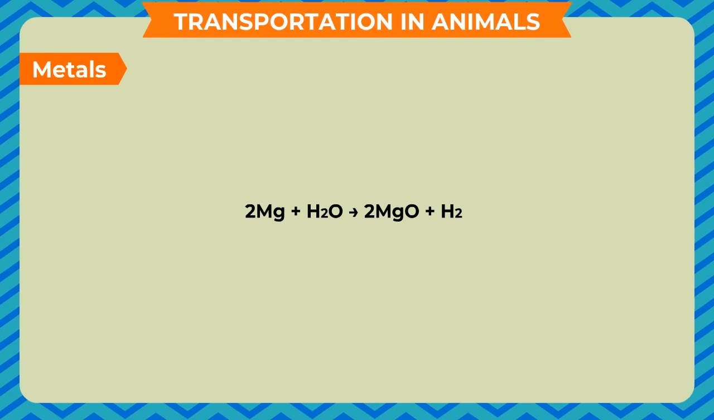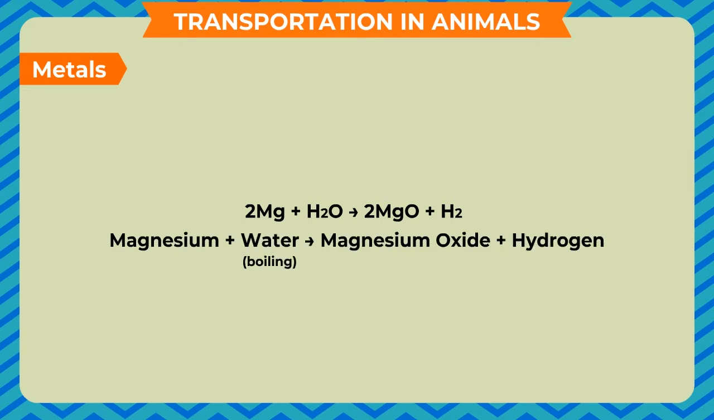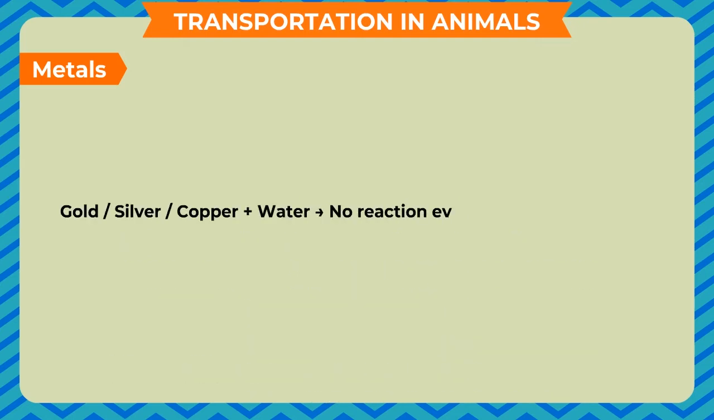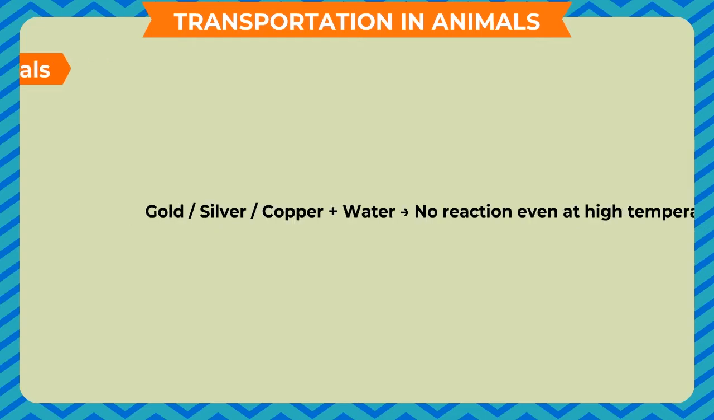2Mg plus H2O gives 2MgO plus H2. Magnesium plus water, boiling, gives magnesium oxide plus hydrogen. Gold, silver, copper plus water has no reaction even at high temperature.